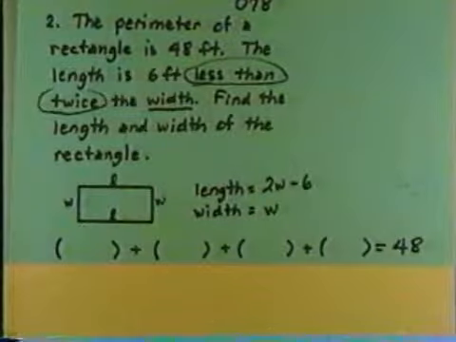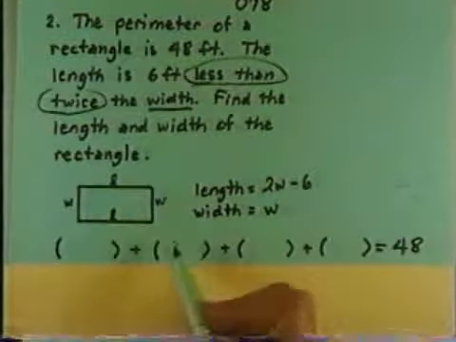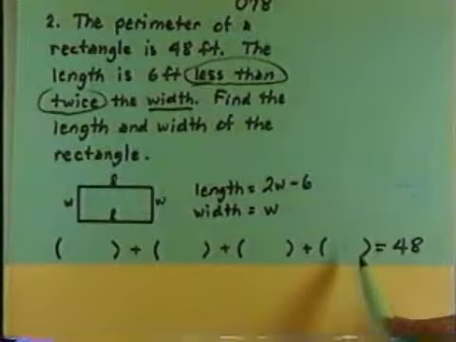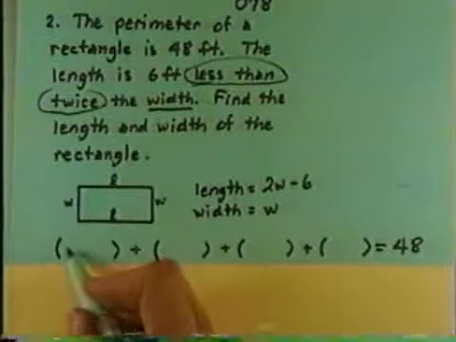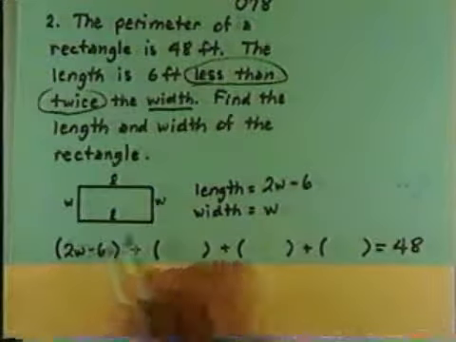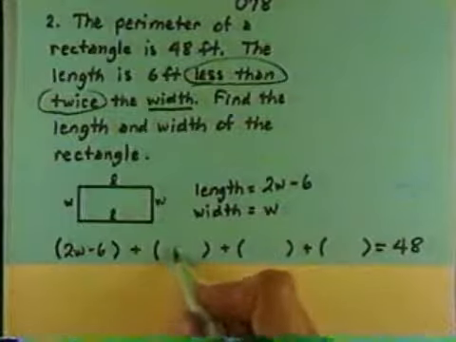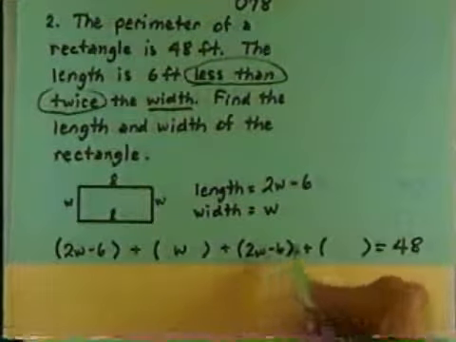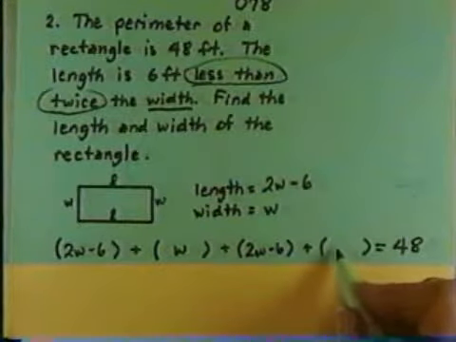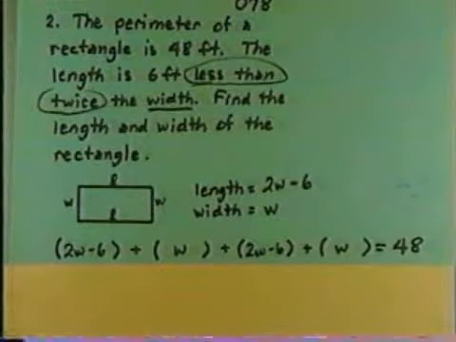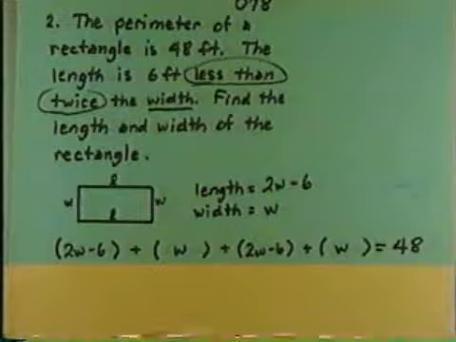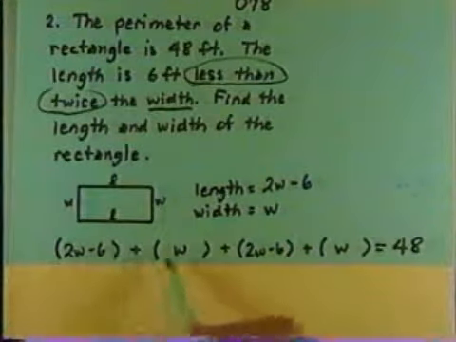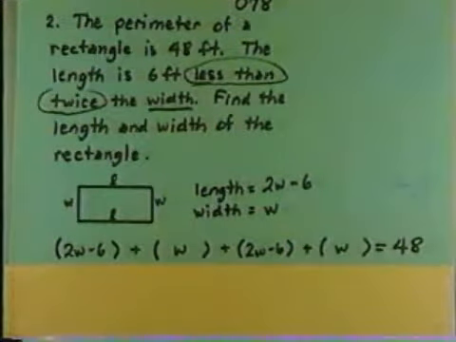We have 1, 2, 3, 4 sides. One of them is the length, 2W minus 6. Another one is the width, W. Another one is the length, 2W minus 6. And another one is the width, W. Once again, there's no multiplication involved outside these parentheses, and so we'll simply combine the like terms.